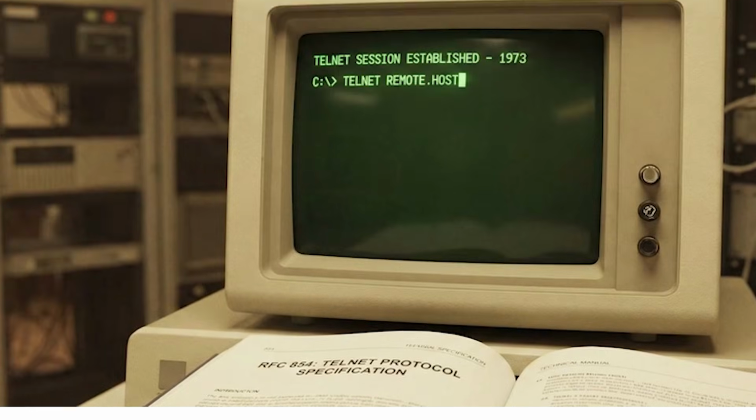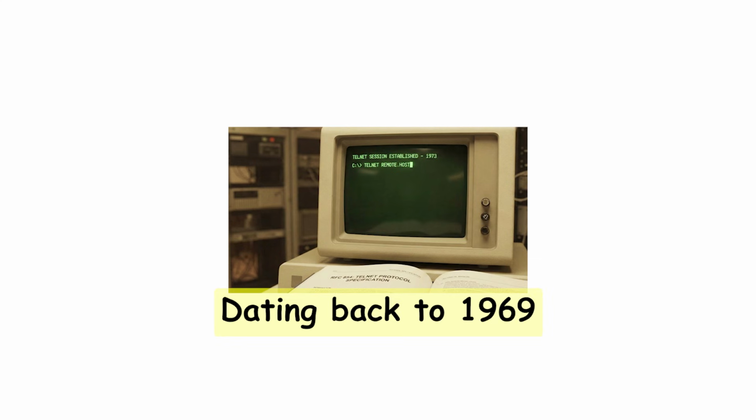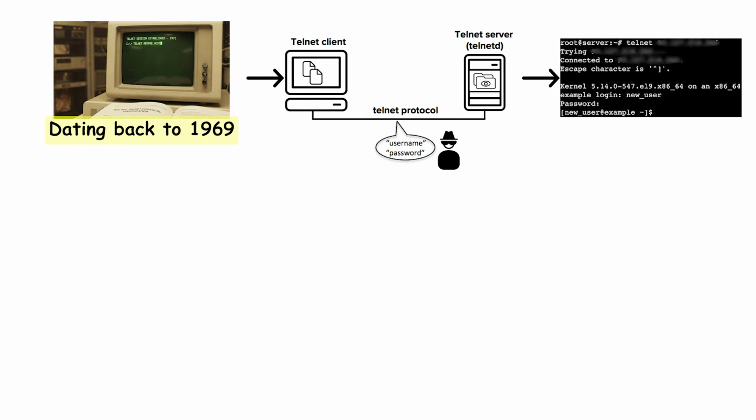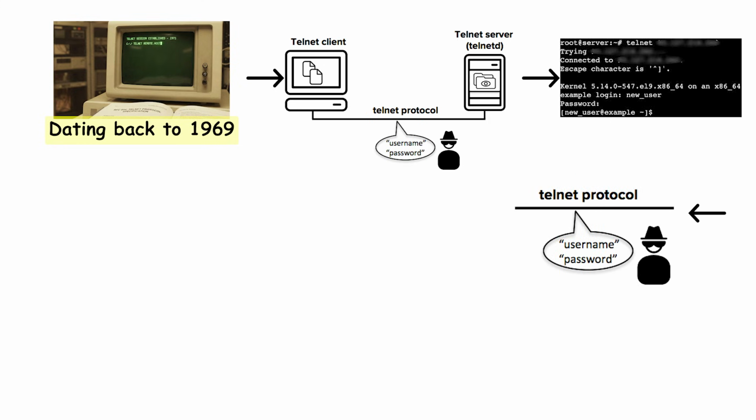Telnet. Telnet is one of the oldest remote access protocols, dating back to 1969. It allows a user to connect to and control a remote device over a network using a command line interface. The fundamental problem with Telnet is that it transmits everything in plain text, including usernames, passwords, and every command typed. There is no encryption whatsoever.